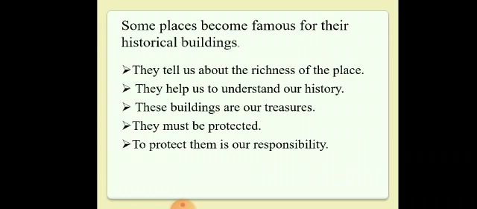Some places become famous for their historical buildings. These buildings tell us about the richness of that place. They help us to understand our history. History means past events. These buildings are our treasures, means they are very valuable things for us. They must be protected. To protect them is our responsibility, means it is our duty to protect these buildings. No one should spoil them.